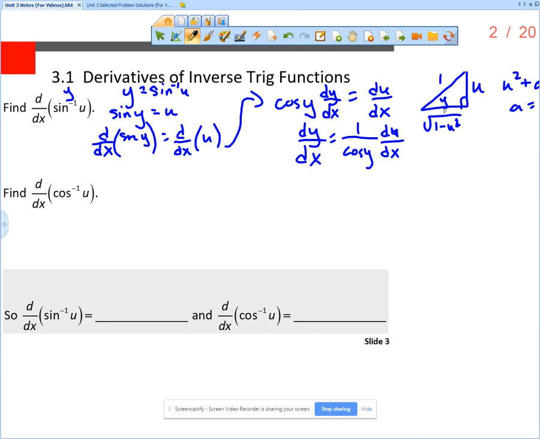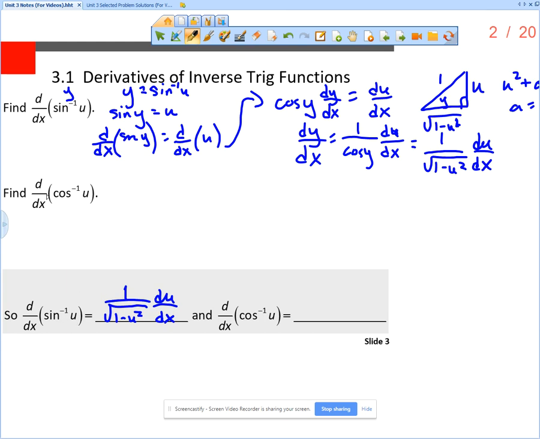It would be the square root of 1 minus u squared over 1. So we can say the reciprocal of that is 1 over the square root of 1 minus u squared times du dx. And so that is the rule for the derivative of the inverse sine of u. It is 1 over the square root of 1 minus u squared times du dx. All right, so that's the rule for the derivative of the sine inverse of u.